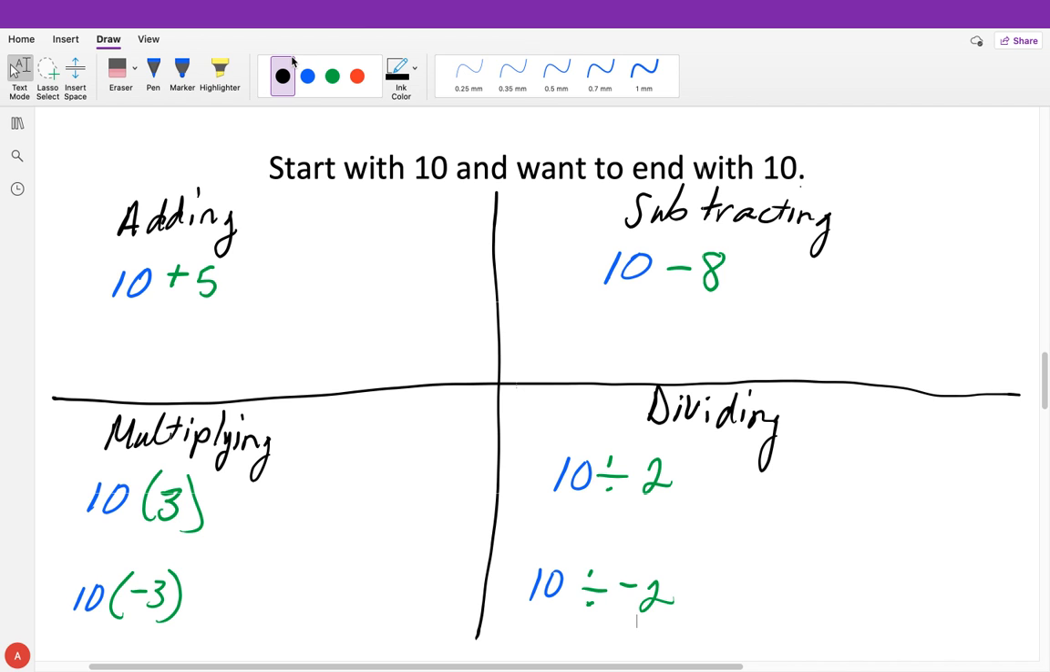You see every single one has a blue 10, meaning that's the number we're starting with and that's what we want to end with as well. And then I have the 4 different sections of adding, subtracting, multiplying, dividing. In each of these cases, we're adding, subtracting, multiplying, or dividing something to that number 10. So we're going to go through and solve it.